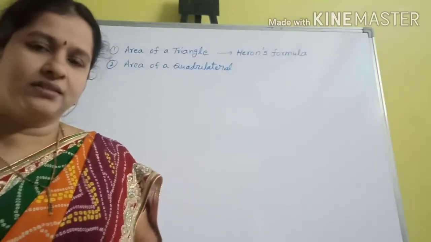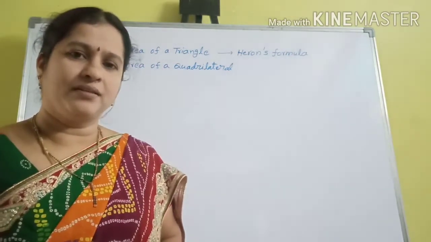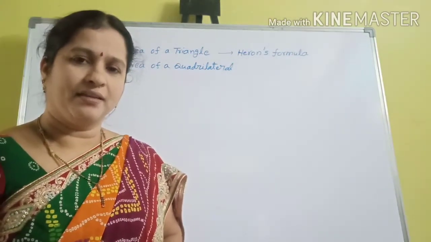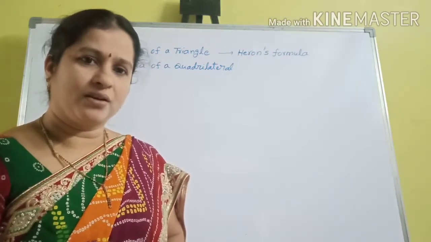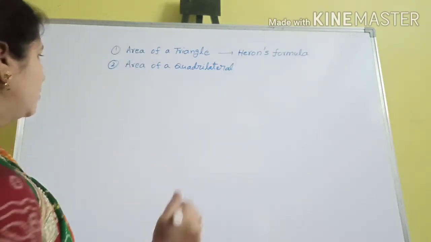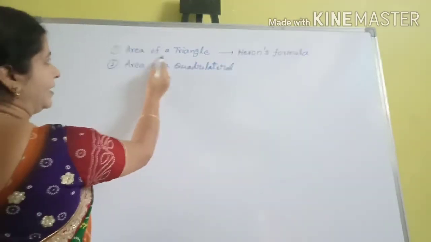Good morning students. Today I want to complete this chapter. Only two topics are remaining. First one is area of a triangle and second one is area of a quadrilateral. So coming to the first point, area of a triangle.